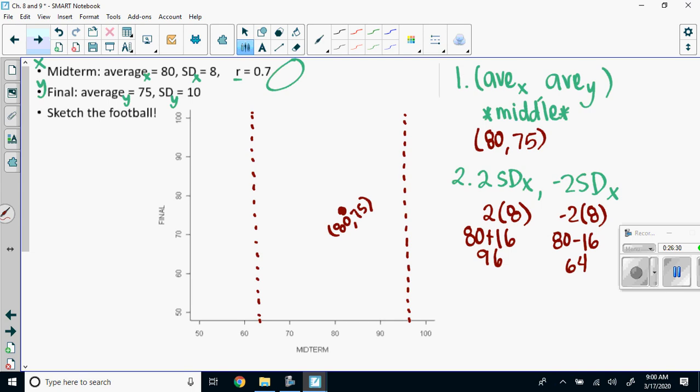Okay, then I need to do step 3. The 2 standard deviations for y and negative 2 standard deviations for y. The standard deviation for y is 10.